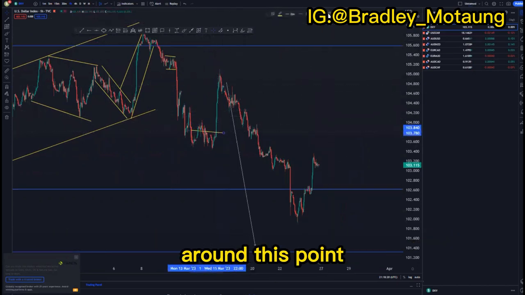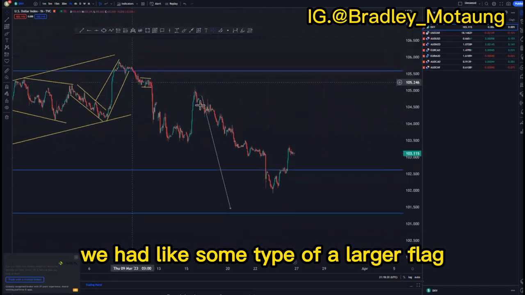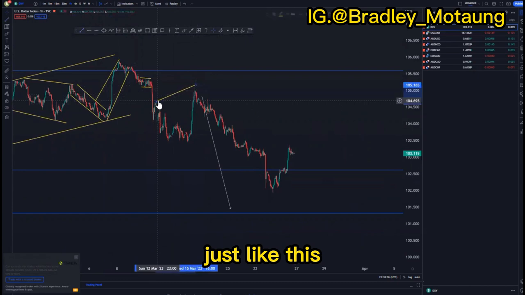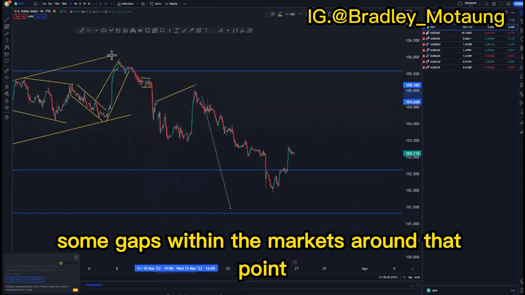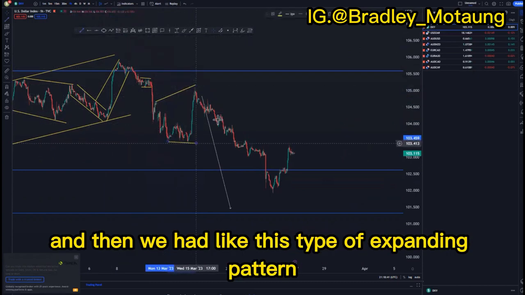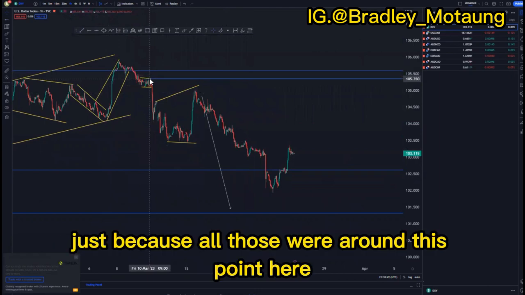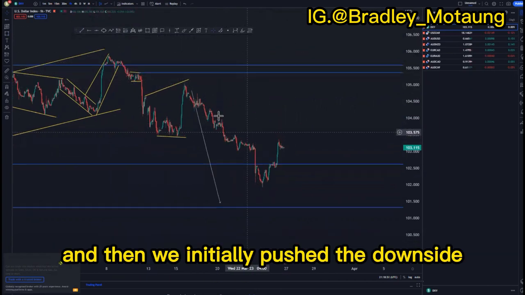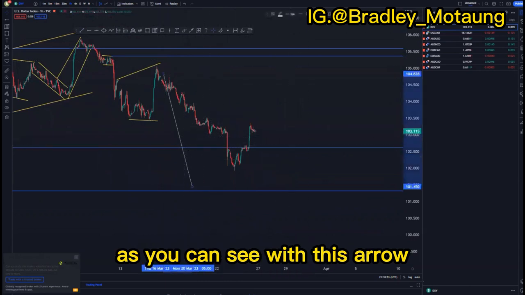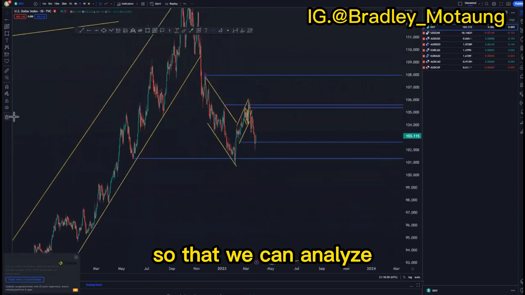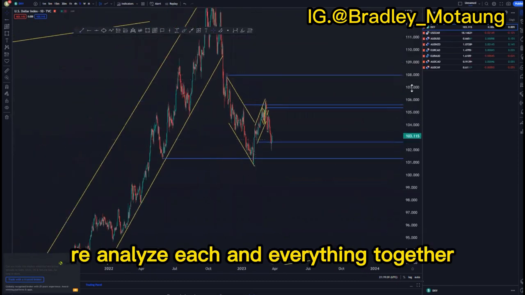So as you can see around this point, we had some type of a larger flag, whereby it was very, very complicated, as you can see, just like this. And then we had some gaps within the markets around that point. And then we had this type of expanding pattern, whereby it was trying to approach this area here, just because orders were around this point here. And then we initially pushed to the downside, as you can see with this arrow.